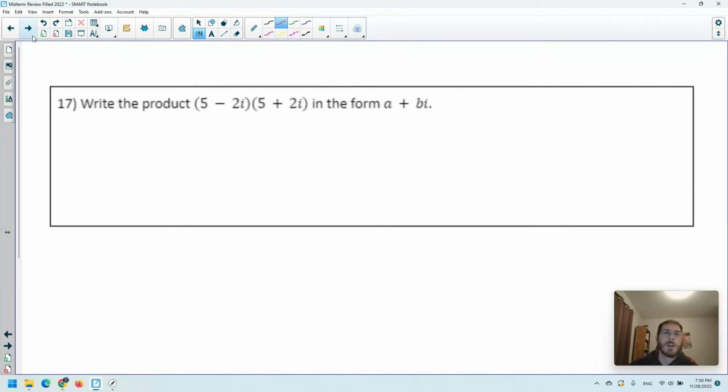For 15, write this product in the form a plus bi. We're just going to use our regular double distributive method here. Again, you don't have to. There is a trick to this one. You could use the form a minus b times a plus b and jump right to the answer. You know it's going to be a squared minus b squared. You know the answer is going to be 29, but we'll just do it out. So 5 times 5 minus 2i.